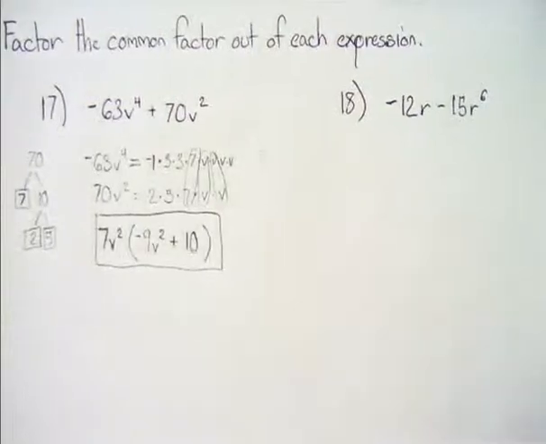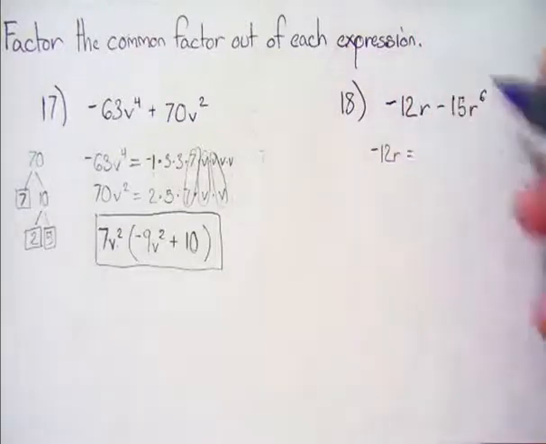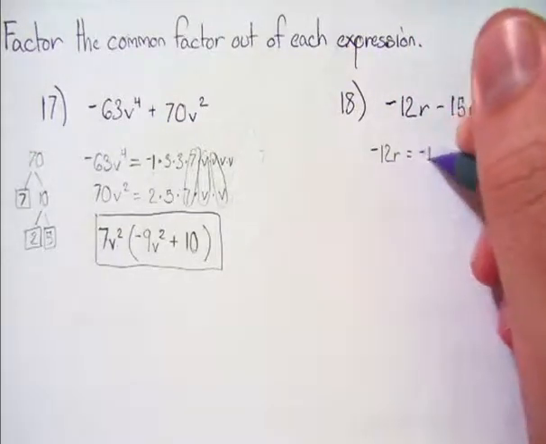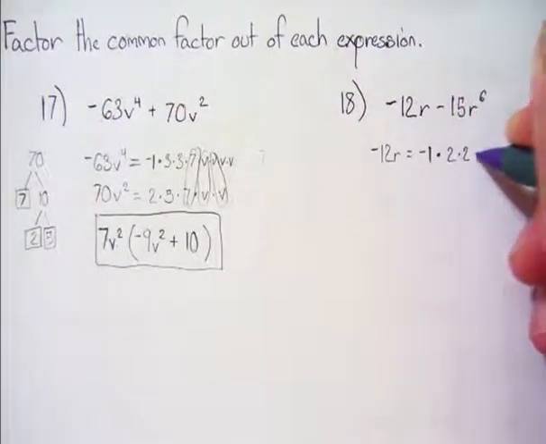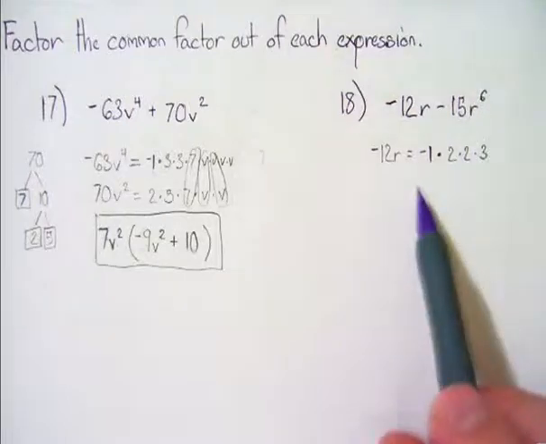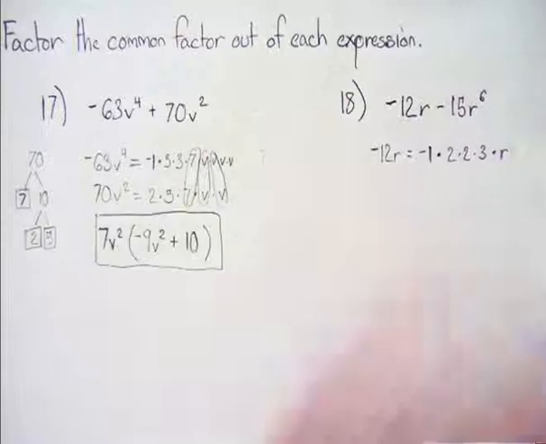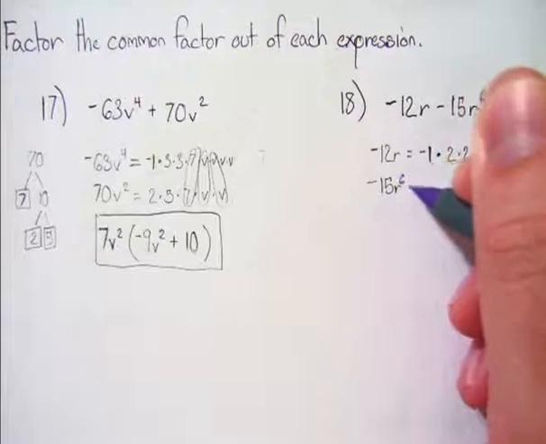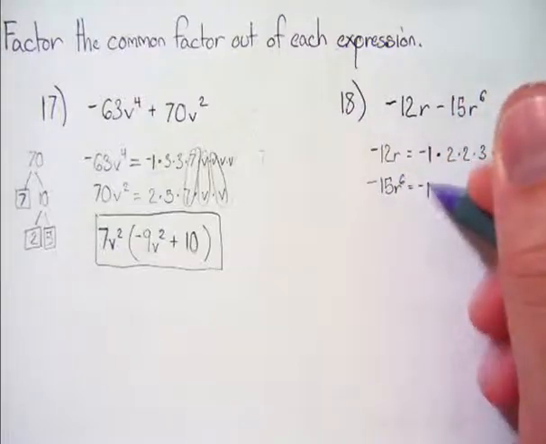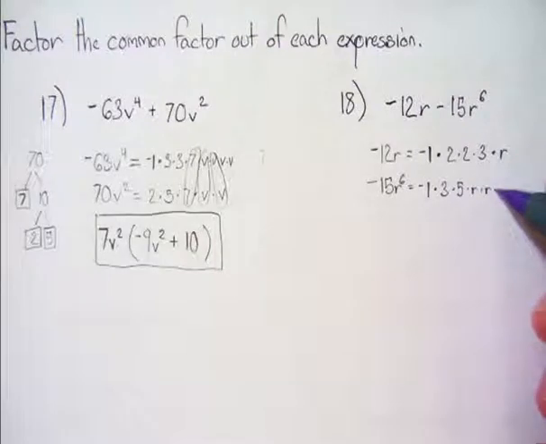So let's do the same thing here for number 18. We have negative 12r. I need the prime factorization of that. I'm going to write a negative 1 to take care of the negative sign, times 2 times 2 times 3. And you can confirm for yourself, 2 times 2 is 4, 4 times 3 is 12. And I can't forget about my r either. Negative 15r to the 6th, I include that negative 1. 15 is 3 times 5, and r to the 6th is 6 r's.